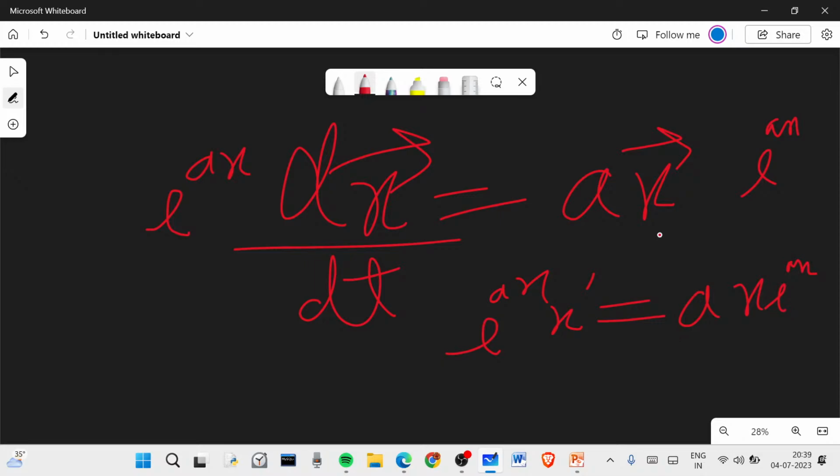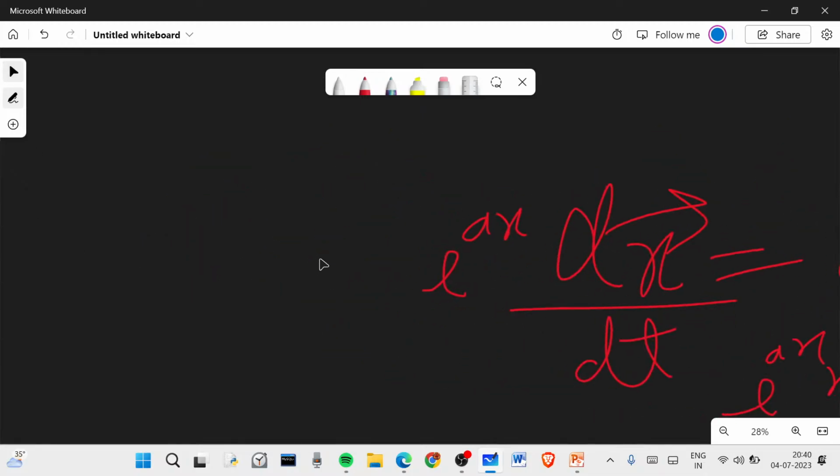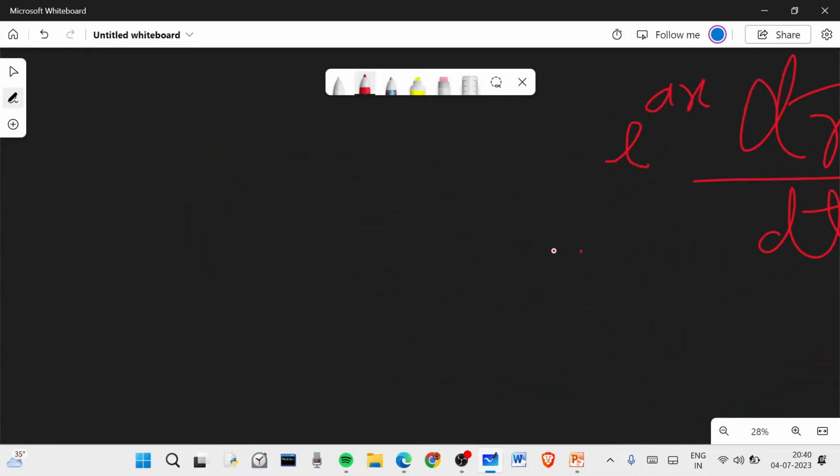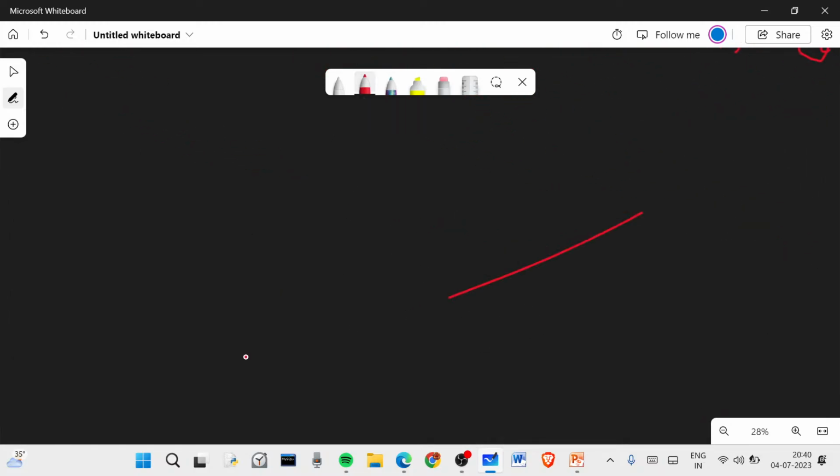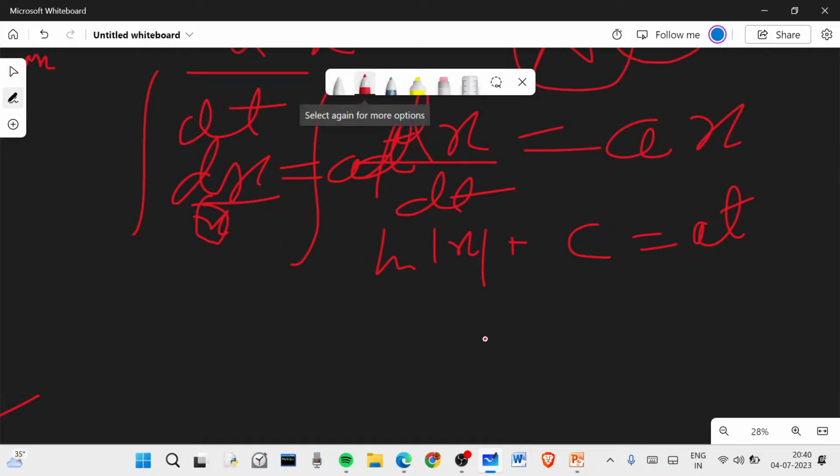No, it isn't giving anything. Anyway, what I'm trying to say is that e to the power ax is something like the solution, like ln x, it's ln x plus c. So you would suggest a solution like x is equal to c e to the power at, right?